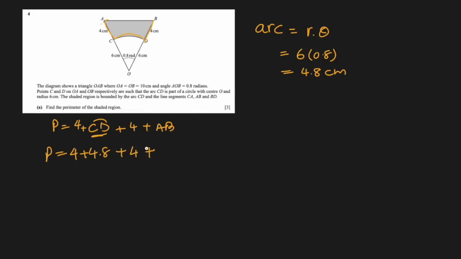Okay, so let's find CD first, which is an arc, and we know that arc length is radius multiplied by theta, which is in radians, and luckily we have been given the angle at the center subtended by this arc is 0.8 radians. So we can easily find: radius is 6 for this arc, and angle is 0.8 radians. That comes out to be 4.8 centimeters. So we got 4 plus 4.8, then 4, and we are left with this AB we need to find out.